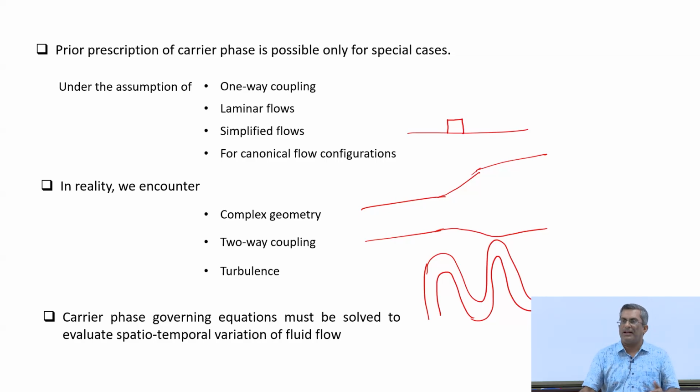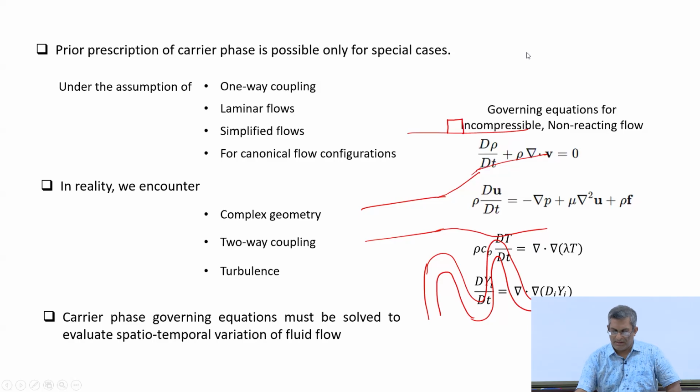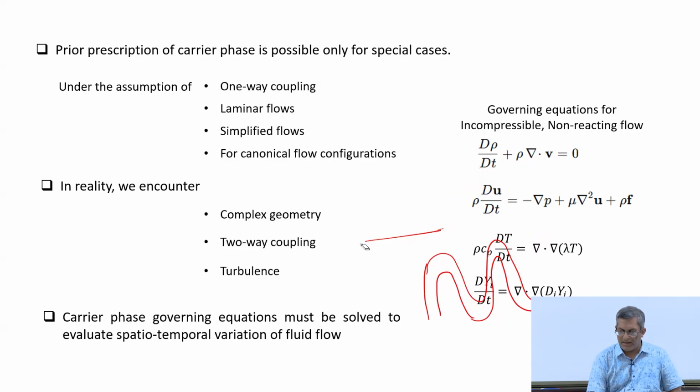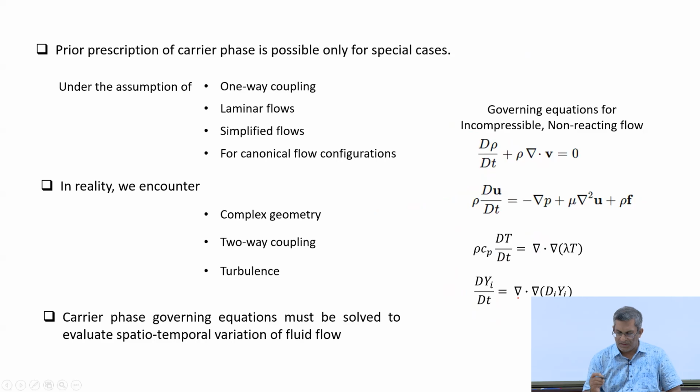So now what are the governing equations? To summarize here, these are the equations for incompressible non-reacting flows that we had already discussed. Now the question is, can we use the same set of equations for complex geometry? The answer is yes, we can use the same set of equations. Now you have to modify the boundary conditions. More complex boundary conditions come into picture, but still it can be taken into account. Next, if we have two-way coupling, can we use the same set of equations?